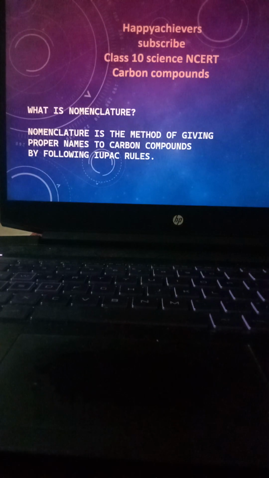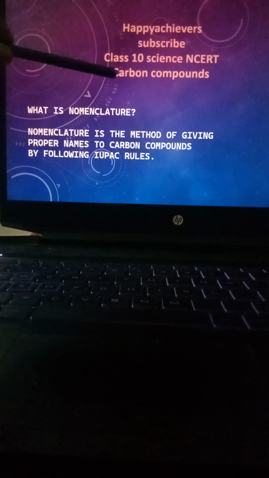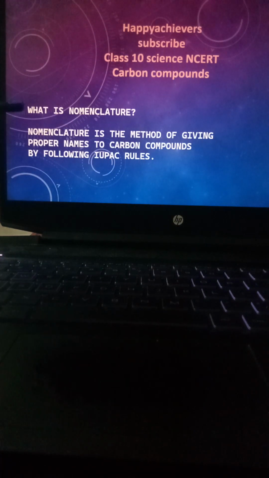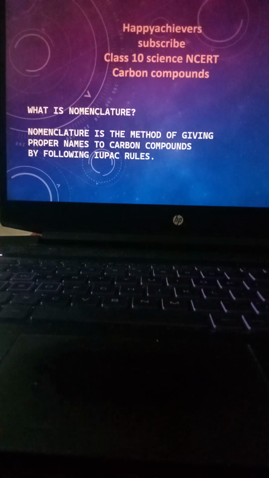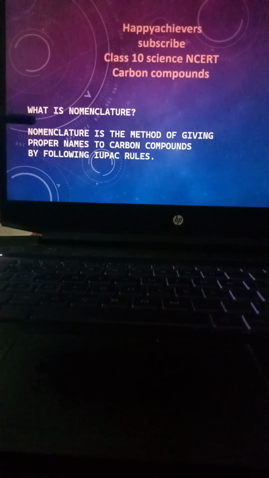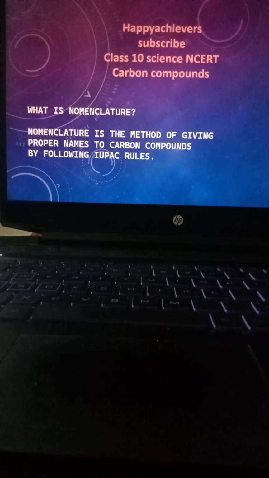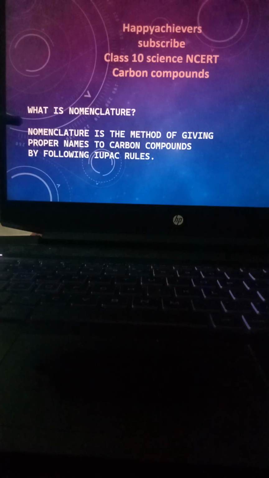Class 10 Science NCERT, Carbon Compounds. What is nomenclature? Nomenclature is the method of giving proper names to carbon compounds by following IUPAC rules. So, nomenclature helps us to give names to carbon compounds by following some rules. Let us see the rules.